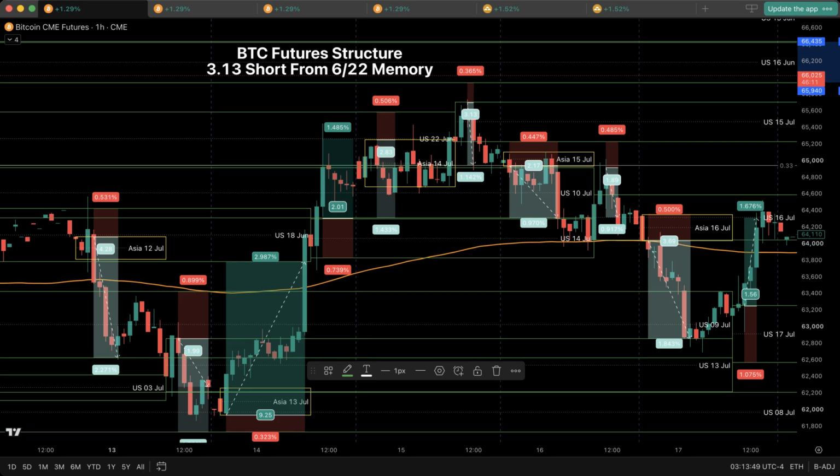April 1st weekly basis box lower boundary. March 1st weekly basis box lower boundary. February 1st weekly basis box lower boundary. February 1st weekly basis box upper boundary. Weekly 0.5. Weekly 0.33. Weekly 0.25.